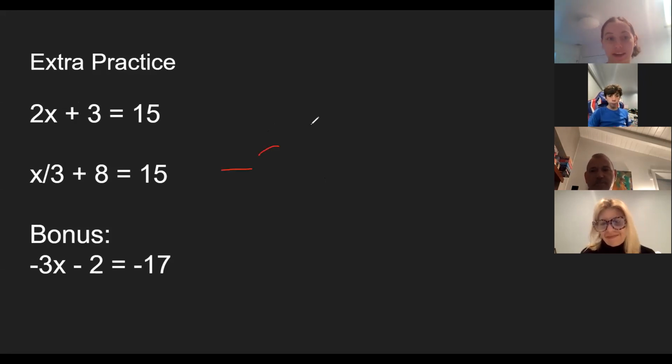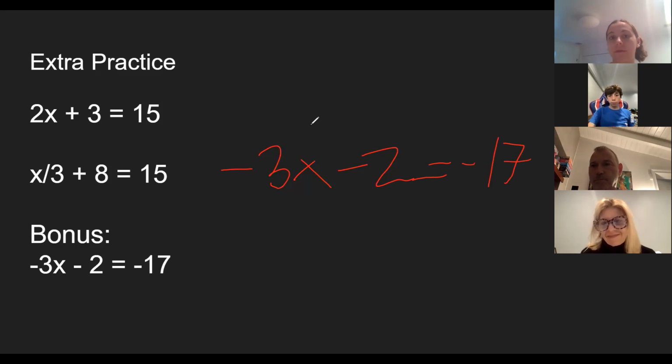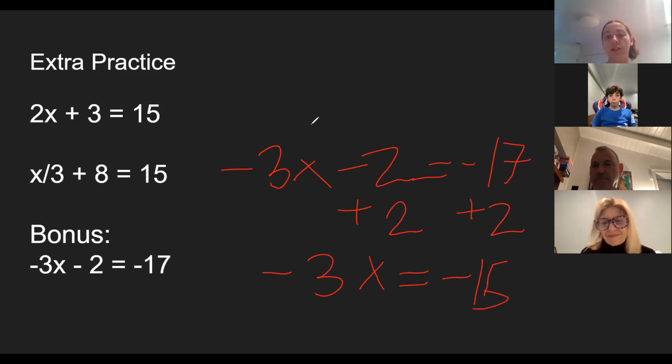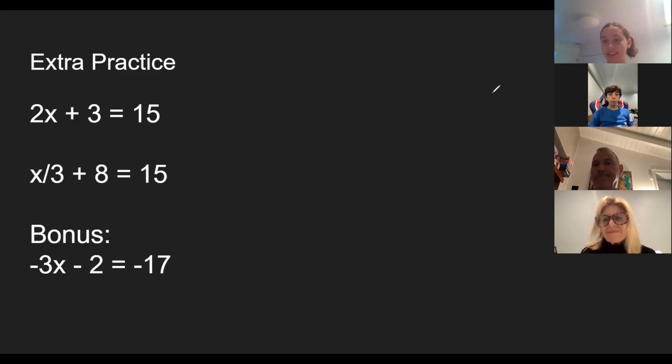So we have negative 3x minus 2 equals negative 17, and this one involves negatives, and that's why it makes it a little bit more challenging. So first we're going to add the 2, since we have a negative instead of a positive here, and then we have negative 3x equals negative 15. And then we're going to divide by negative 3. And since we have a negative and a negative, which makes a positive, we're left with a positive number. So the answer is going to be x equals 5, which is what you first said. And that was correct. Does that make sense to everyone?